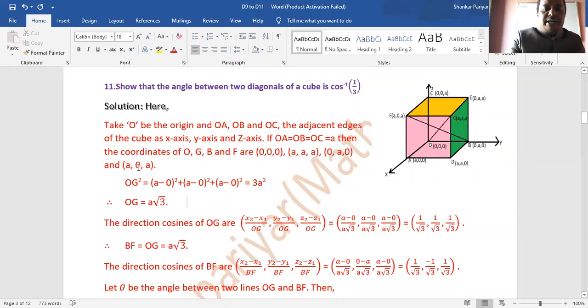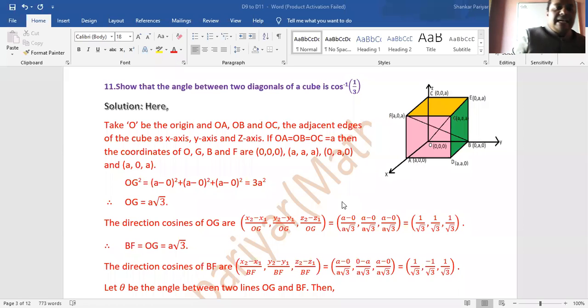Likewise, the coordinate of F: the point F is on the XZ plane. You can see here it is the XZ plane. So its coordinate is a, 0, a because it is on the XZ plane. XZ plane means the coordinate of y will be 0. Therefore, you can write down here a, 0, a.